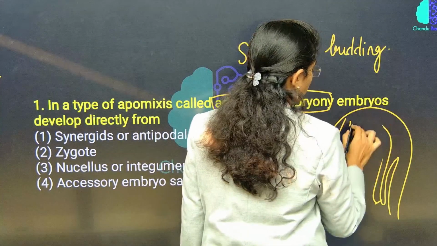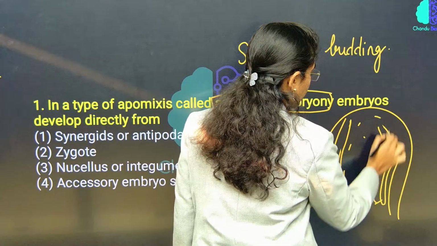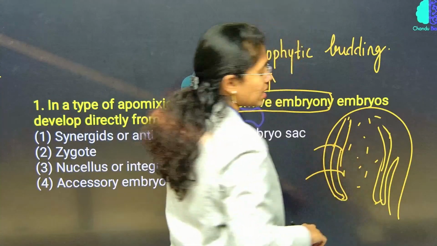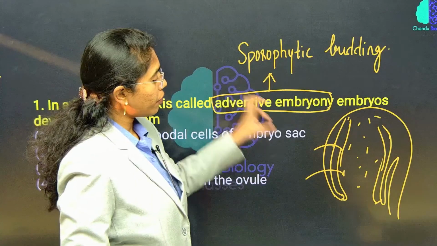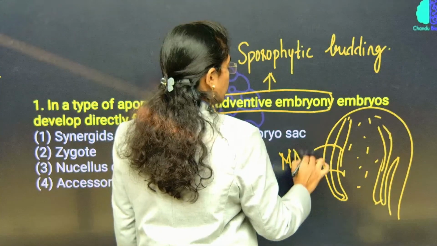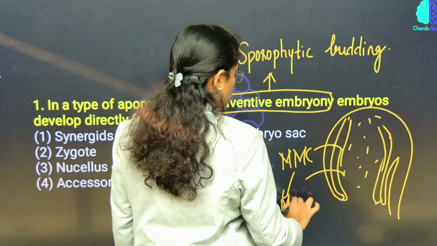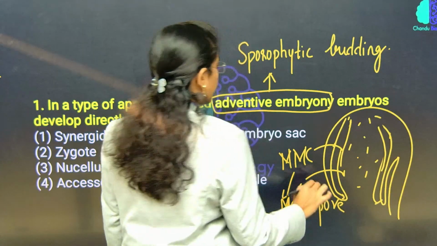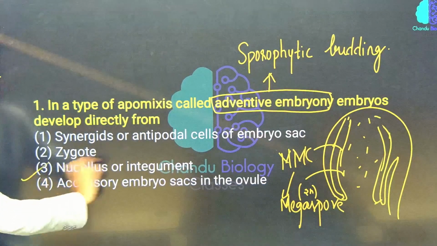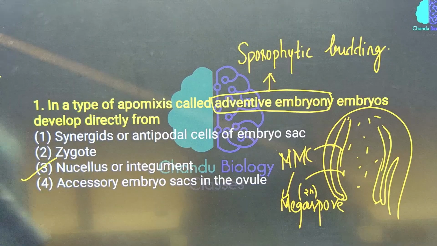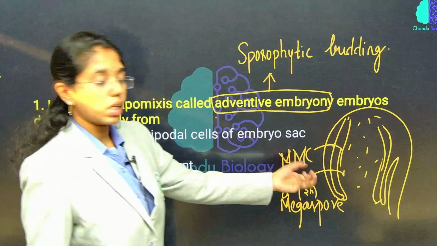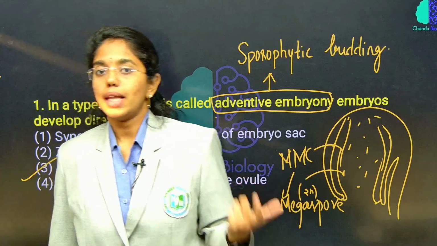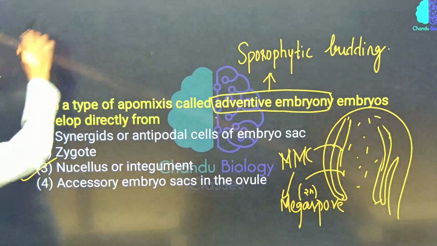ovule, before the formation of embryo sac, what are the cells that are present? Nucellus cells inside the ovule, either nucellus cells or any of the cells from integument. They are getting differentiated directly into megaspore mother cell or to a megaspore which is diploid, is known as adventive embryony or sporophytic budding. So, the answer will be nucellus and integuments. In adventive embryony, any of the cells from nucellus or integuments, they will directly get differentiated into megaspore. That is how you will get diploid apomictic seeds.